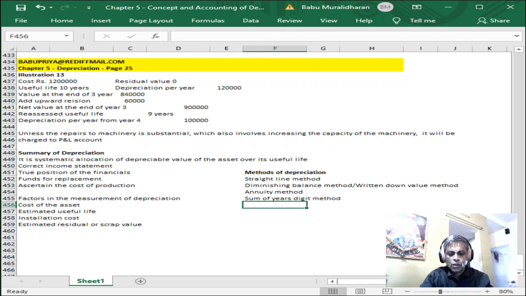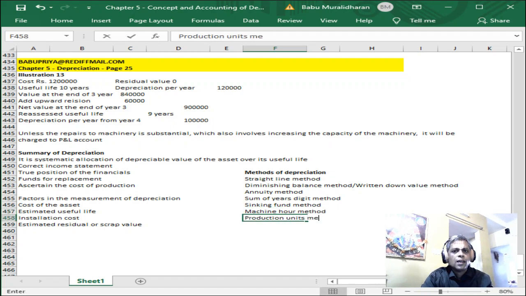Then we also saw the sinking fund method. We also saw the machine hour method. We also saw the production units method, right? The machine hour method bases the total estimated hours a machine can run, etc. And the production units method bases the production that has happened.